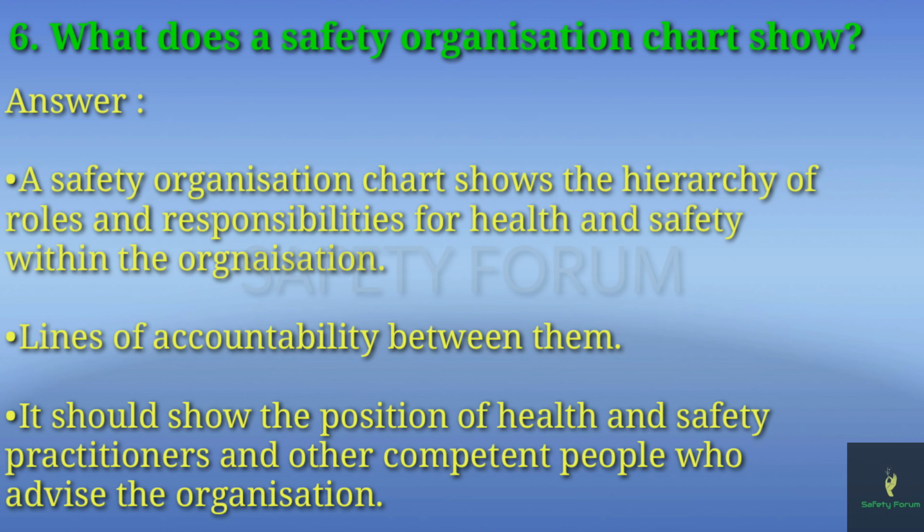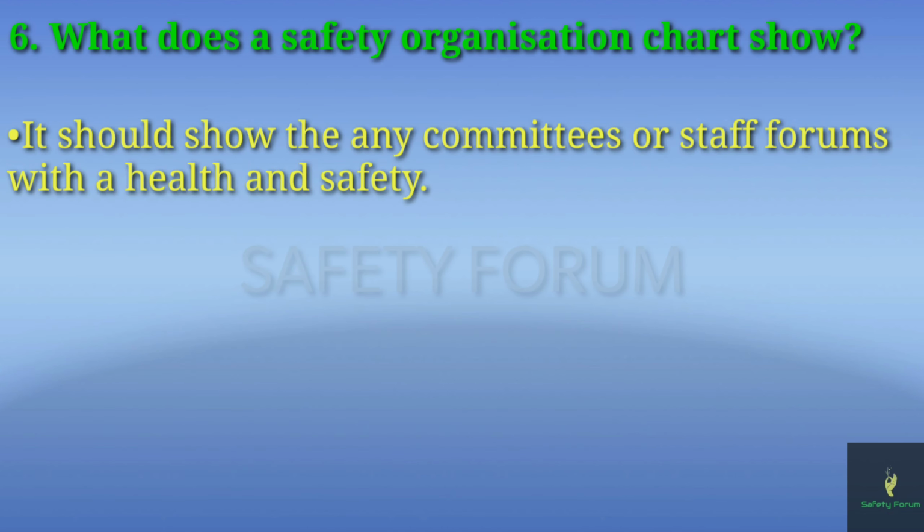The second, you can write the lines of accountability between them. Lines of accountability means what is the purpose of each division and how they are interconnected. All this information will be very clear from the organization chart. Third, it should show the position of health and safety practitioners and other competent people who advise the organization. Also, it shows any committees or staff forums which are available in the organization.